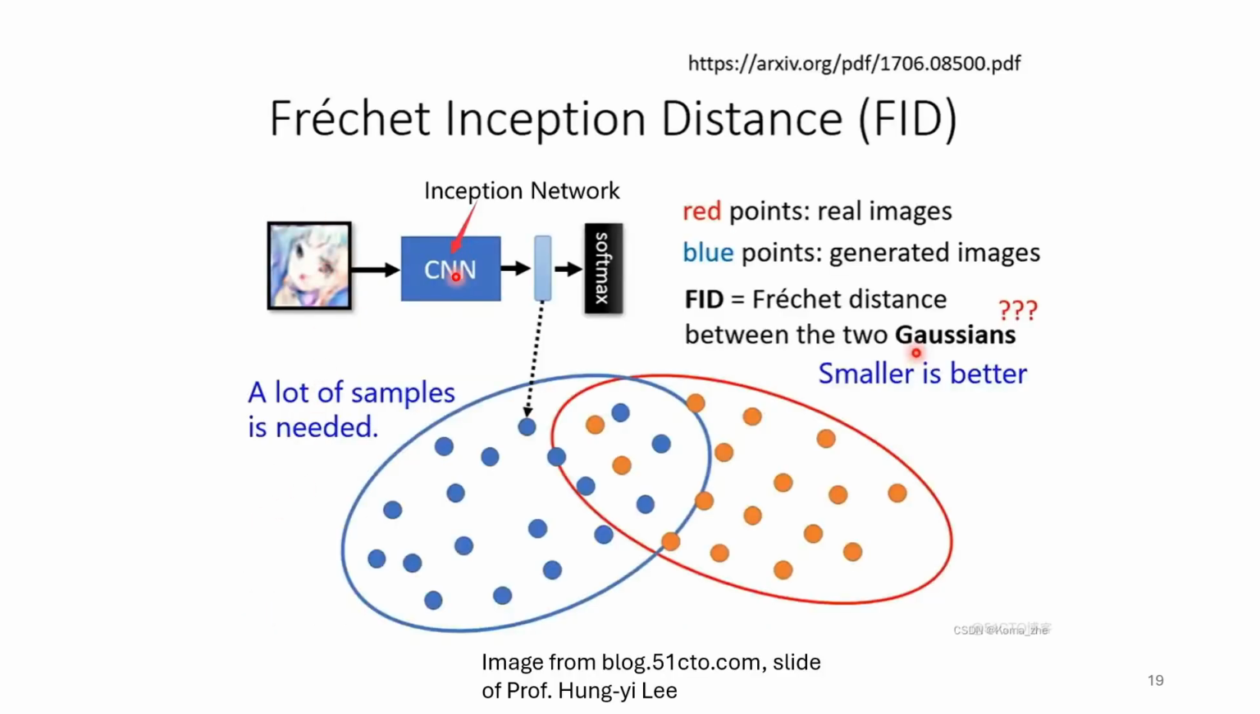For illustration, it looks like that. Given an image, use a convolutional network to get the feature. Okay? What is the feature? The feature before the softmax layer. So this is a feature, and many images will have many features in the space. And there is another cluster of features. One is real and another is generated. Then FID just measures the distance between the centers of the two clusters and how much they overlap.